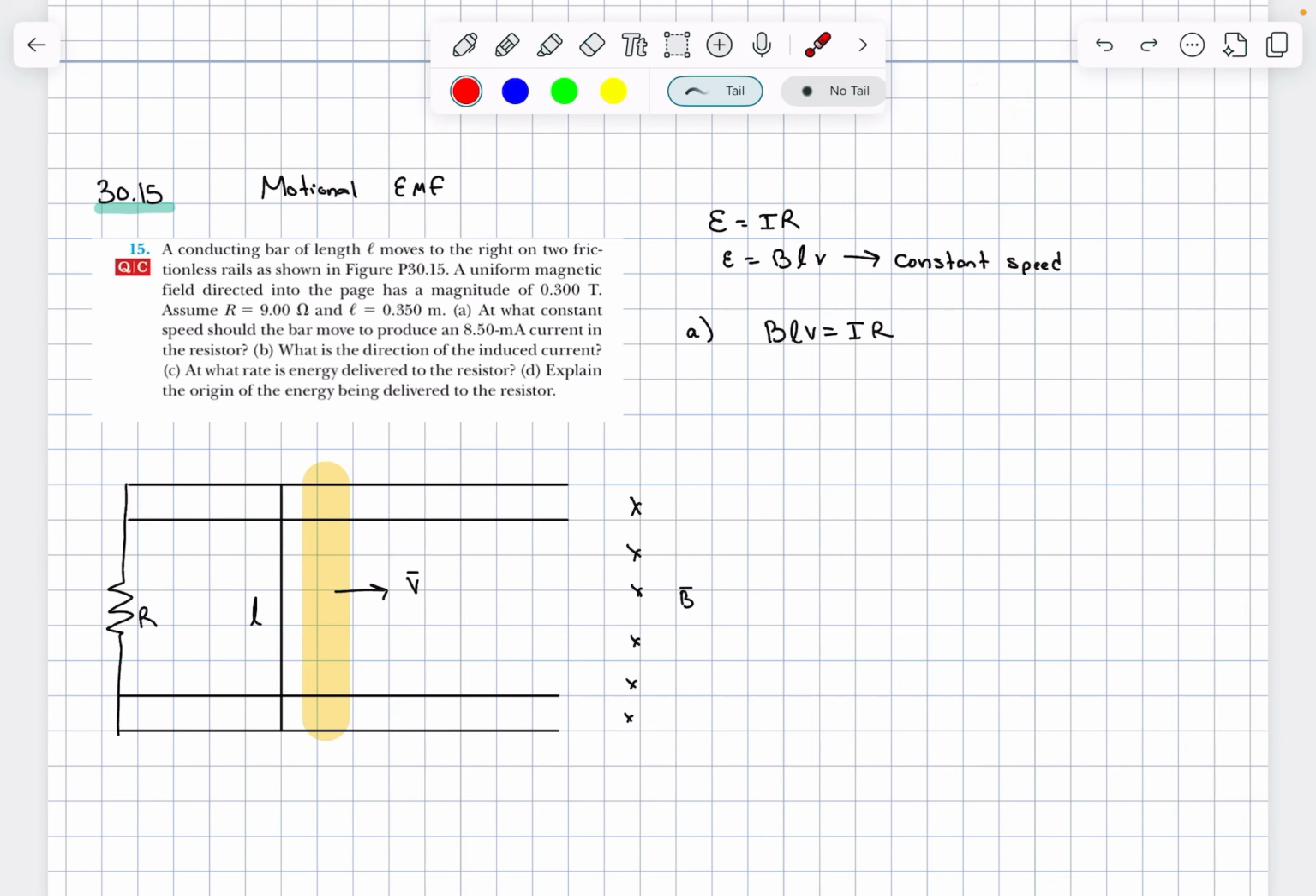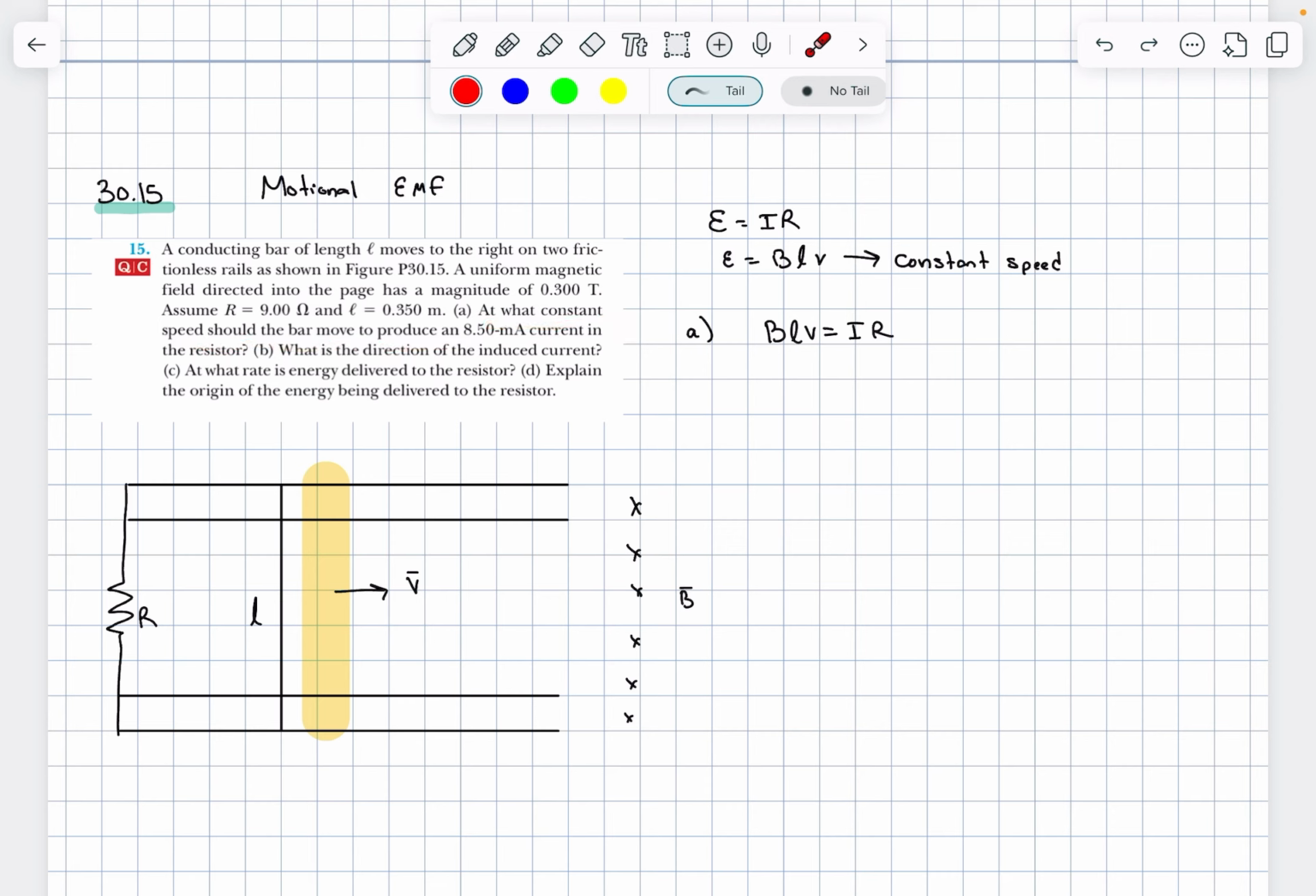This is problem 30.15, and here we talk about motional EMF. So we're told that we have a conducting bar of length L here, moving to the right on two frictionless rails as shown in this image. A uniform magnetic field directed into the page, like this, has a magnitude of 0.3 teslas. Assume the resistance here is 9 ohms, the length here is 0.35 meters, and then we're asked to figure out at what constant speed should the bar move to produce an 8.5 milliamp current in the resistor.